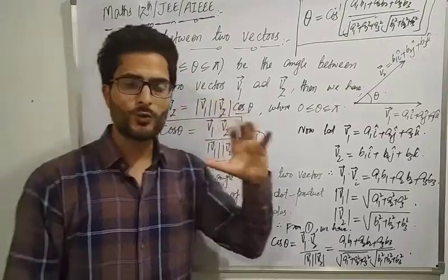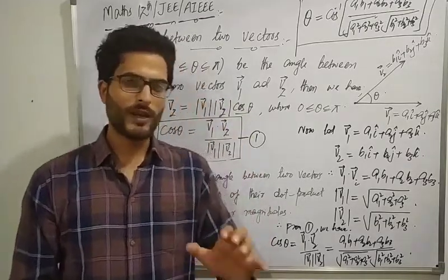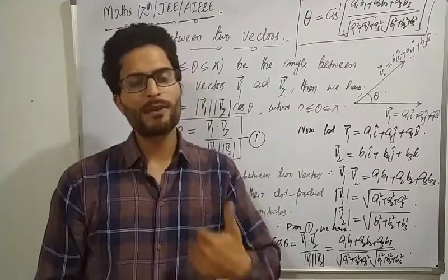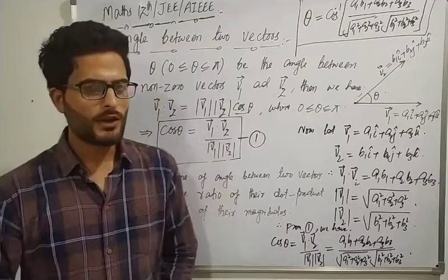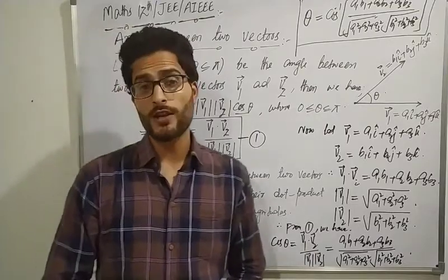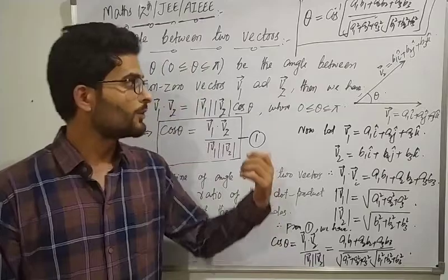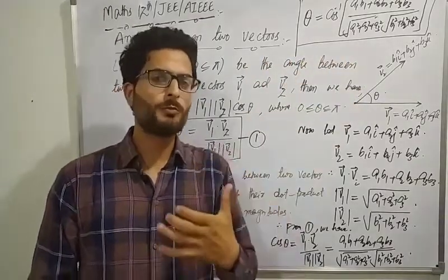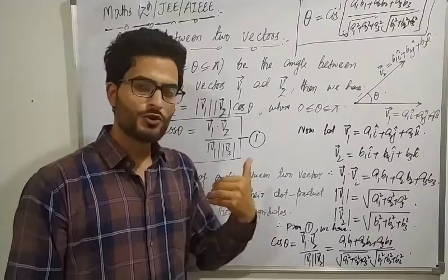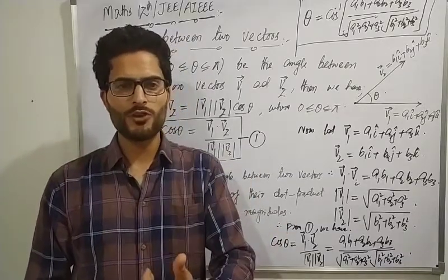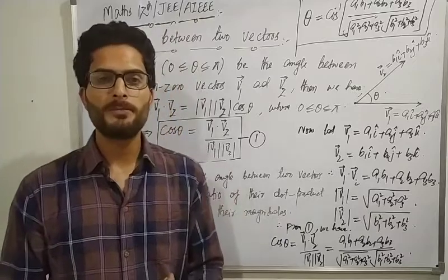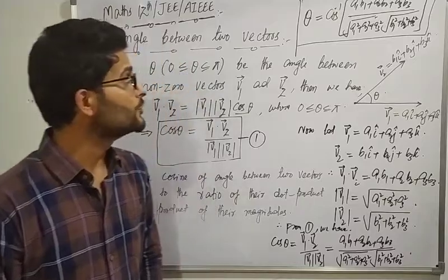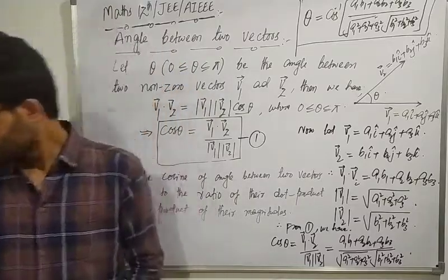So the angle between two vectors a1i plus a2j plus a3k and b1i plus b2j plus b3k, using their dot product, is directly equal to: theta must be equal to cos inverse of a1 b1 plus a2 b2 plus a3 b3 divided by square root of a1 square plus a2 square plus a3 square into square root of b1 square plus b2 square plus b3 square. That was about the topic angle between two vectors.